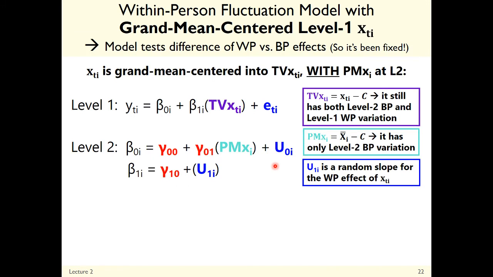Here's how we fix it. We introduce the person mean at level 2. So this is slide 22 here. In the language of regression and unique effects, time varying X has both level 1 within and level 2 between. Person mean X has only level 2 between. So what is the unique part of time varying X going to be?